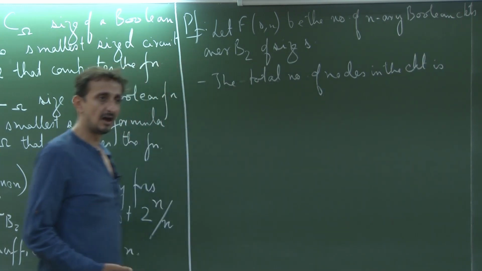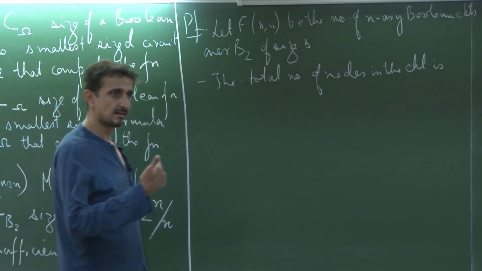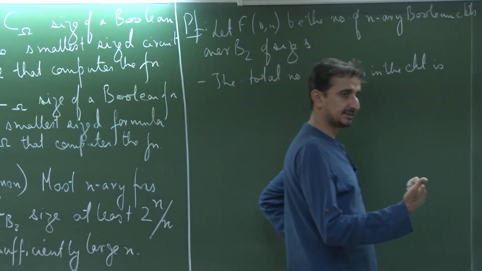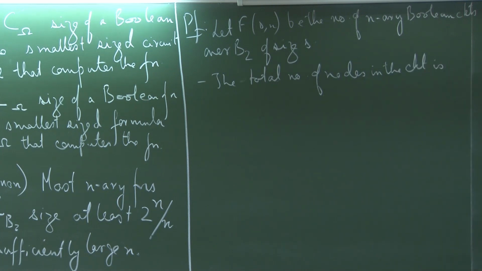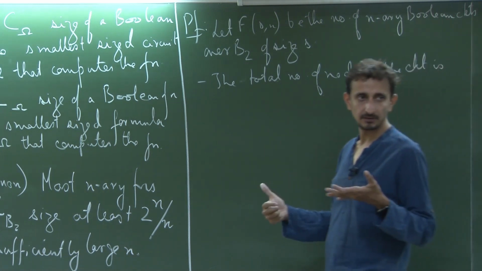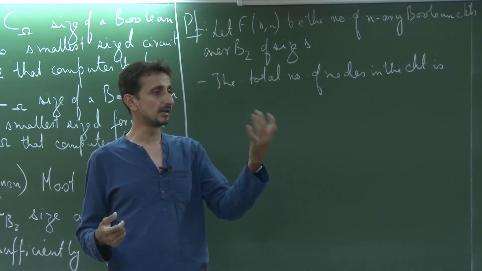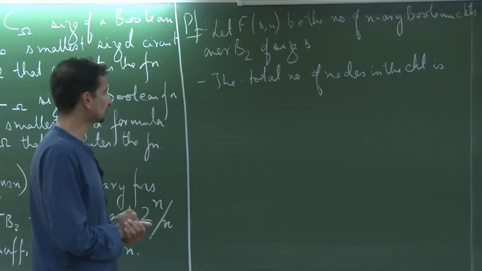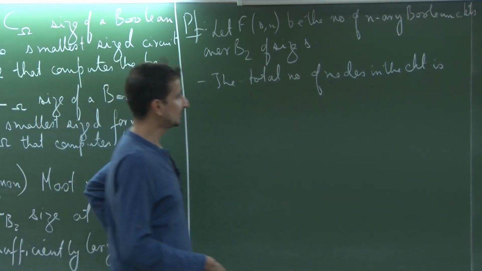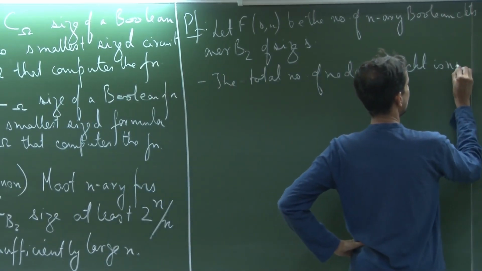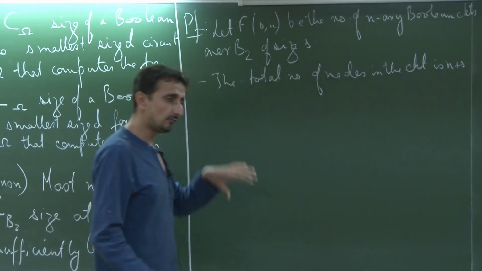How many gates are there? S gates. How many input gates are there? N. So, what is the total number of nodes in this circuit? So, it is n plus s, right. So, all the input variables plus all the non-input gates. Okay. So, it is n plus s.